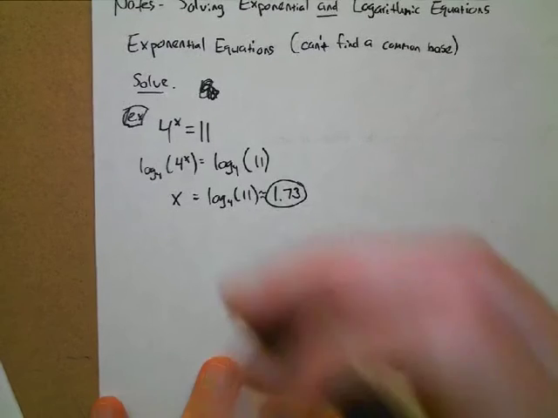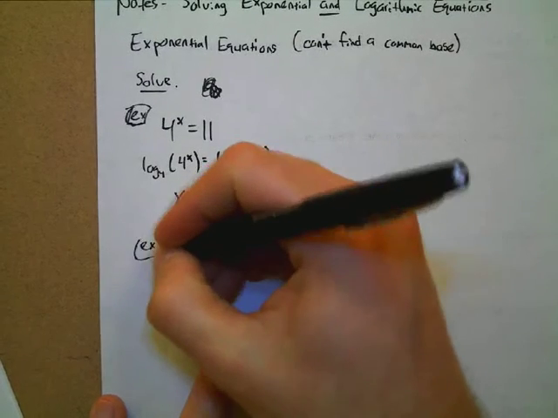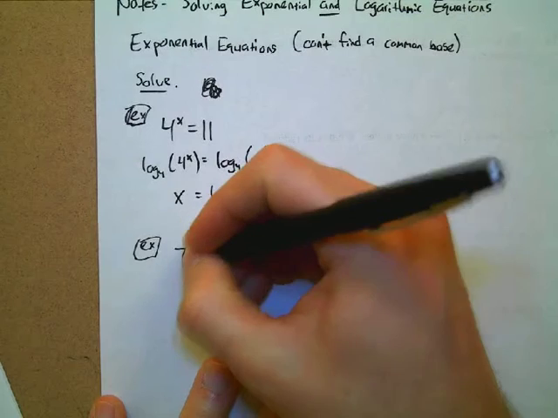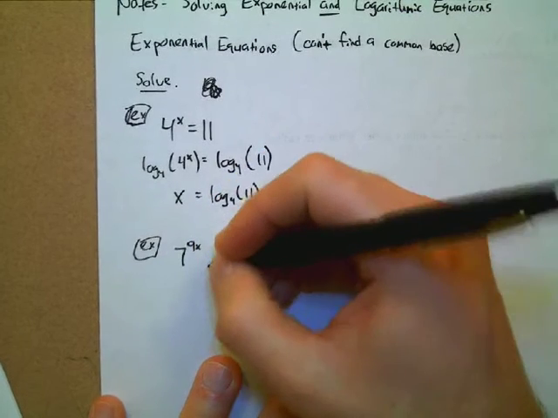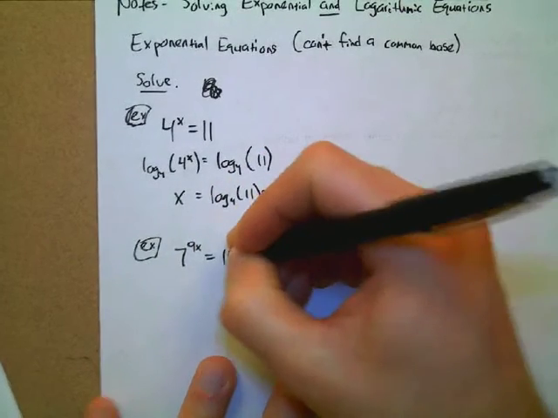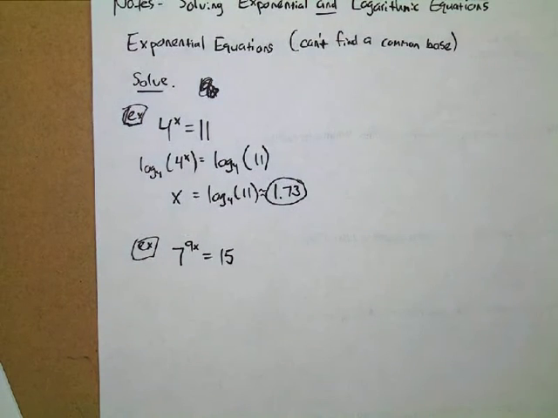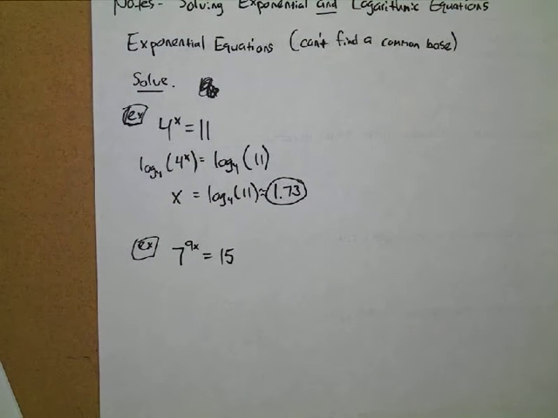All right, let's do 7 to the 9x equals 15. Okay. 7 to the 9x equals 15. All right. Watch this here, AJ. Okay. This is going to be on the test.